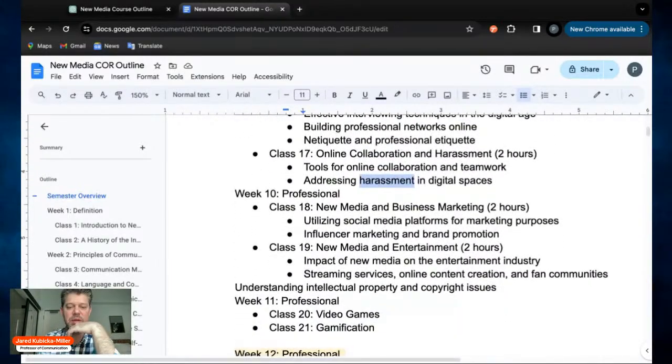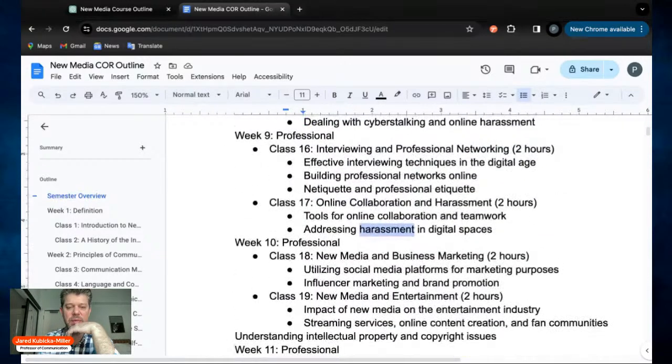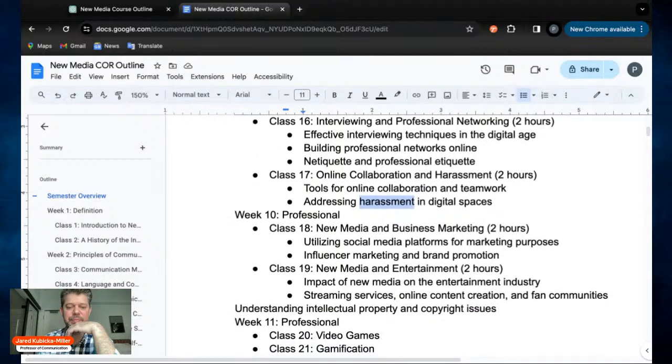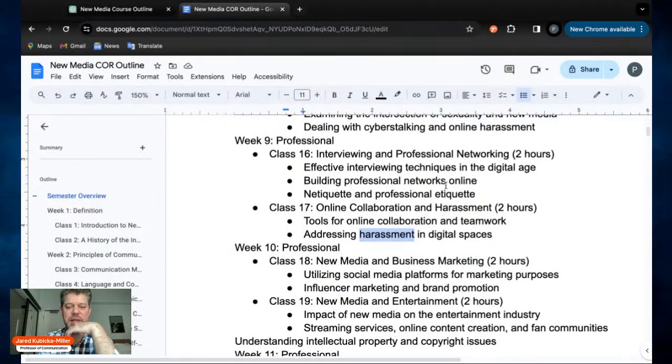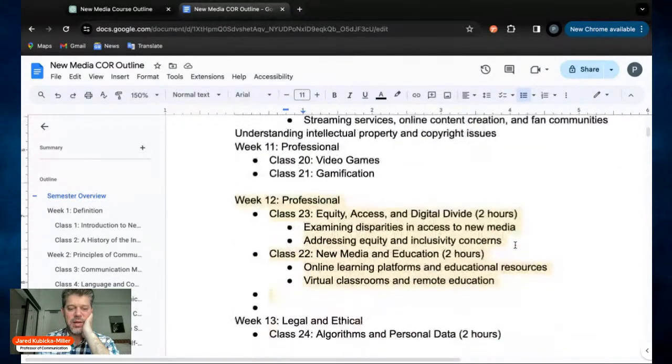and getting to interviewing, professional networking. Yeah, building professional networks online, business marketing. Because look at that, so on teamwork and harassment. I don't know. I understand why they're going together, but I'm thinking I might want to switch that around. Equity, access, digital divide, new media and education, online learning platforms.